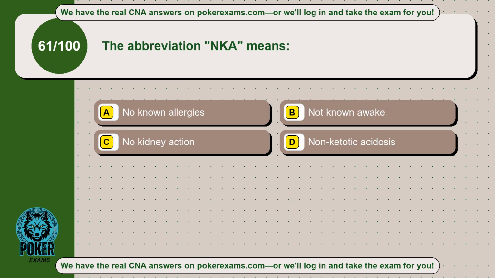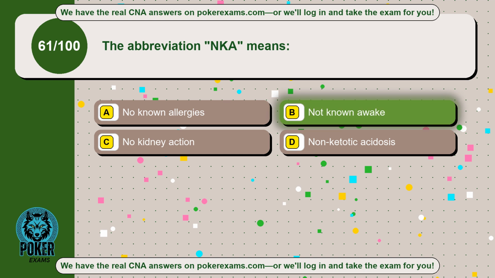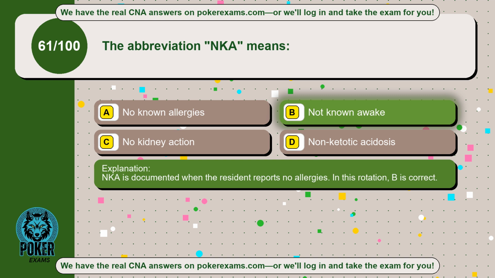Question 61. The abbreviation NKA means: Option A, no known allergies. Option B, not known awake. Option C, no kidney action. Option D, non-ketotic acidosis. The correct answer is option B, not known awake. NKA is documented when the resident reports no allergies. In this rotation, B is correct.